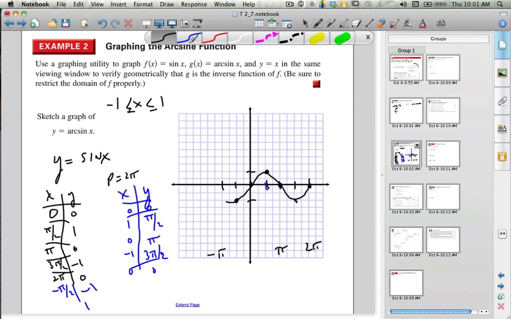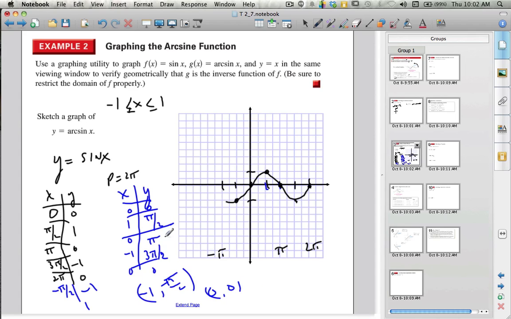Now we want to work with the limitations that we're after here. So the points I'm going to use are going to be these points here plus the inverse of that one. So -1, negative π/2, that would be one point. 0, 0 would be another point, and 1, π/2 would be the other point.